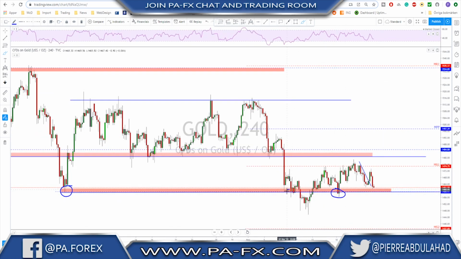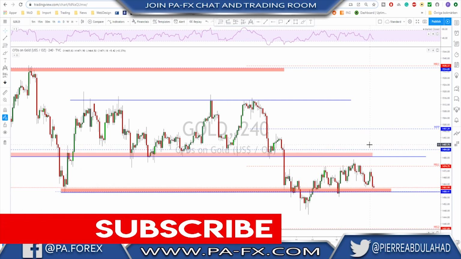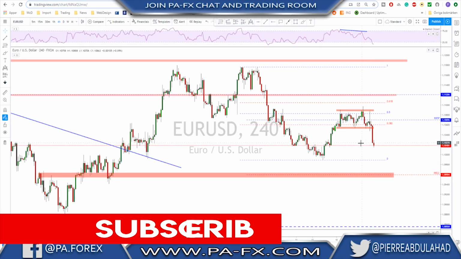This may act as possible support. For more downside, we need to see this structure broken to then look for a correction and continuation. So for gold and for more continuation to the downside, look for that break below for that continuation.